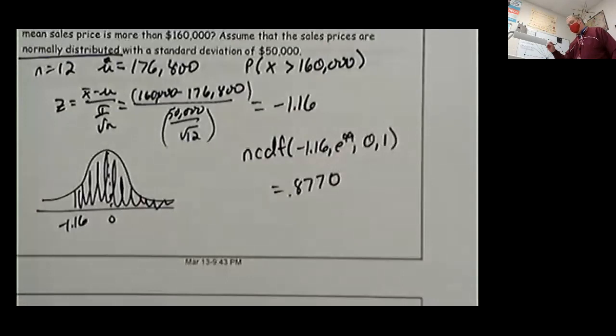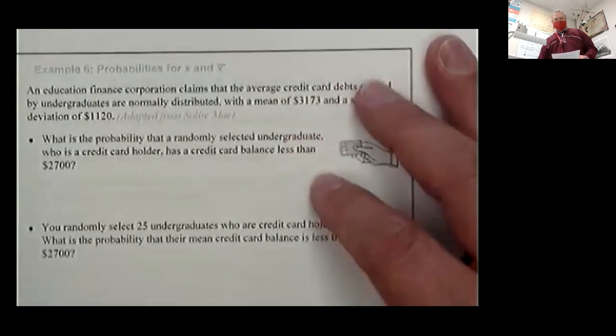So if we pick 12 single family houses, the probability that their mean sale price is more than $160,000 is 87, almost 88% likely to happen. That's how we interpret that. All right, next up.